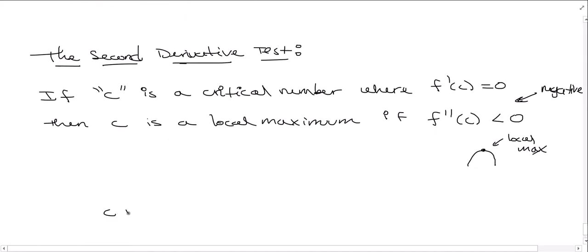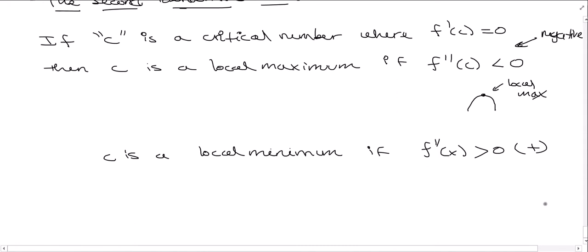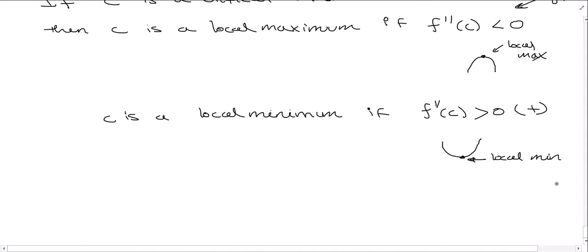And c is a local minimum if, what do you think? If the second derivative is positive. Right, and so that means, because if the second derivative is positive, that means that you're concave up, evaluated at c. So that means that when it's concave up, you look like that at c, so then you have a local min. So that's what the second derivative test says.